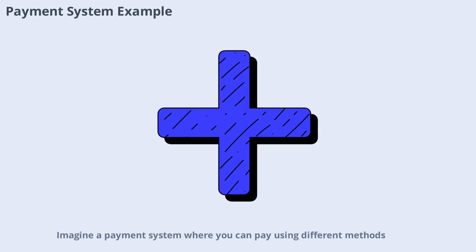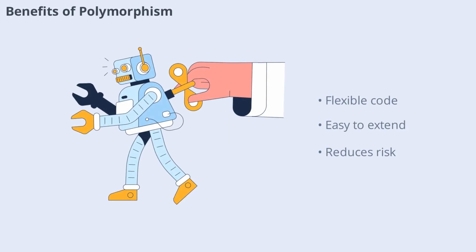Imagine a payment system where you can pay using different methods. Whether it's a credit card, UPI, or digital wallet, the application just calls the pay method. Each payment type has its own implementation, but the interface remains the same. This design allows you to add new payment options in the future without touching the existing code, making your system more adaptable and future-proof.